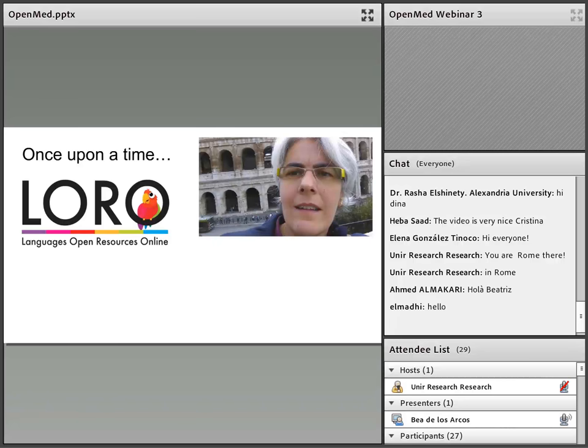So they introduced me to LORO. It was an initiative at the Department of Languages here at the Open University, and it was very much about creating a repository of materials that anyone could use for teaching languages. Not necessarily only Spanish, but Spanish, French, German, Chinese, Welsh, a whole lot of the languages that we teach in the Department of Languages.